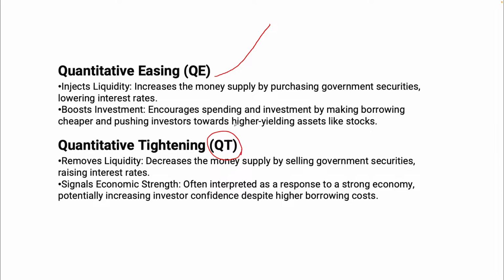But therefore, Jonathan, if the market goes straight up for quantitative easing, why isn't it going straight down for quantitative tightening? So quantitative tightening removes liquidity, decreases the money supply by selling government securities. But it's often interpreted as a response to a strong economy. And remember, the Fed is raising rates during this quantitative tightening cycle. So it's peculiar. Quantitative easing, market goes straight up. Quantitative tightening, market's going up once again. But what can we watch?